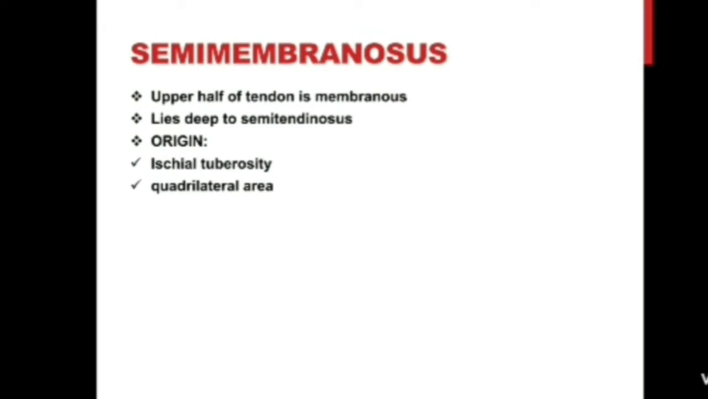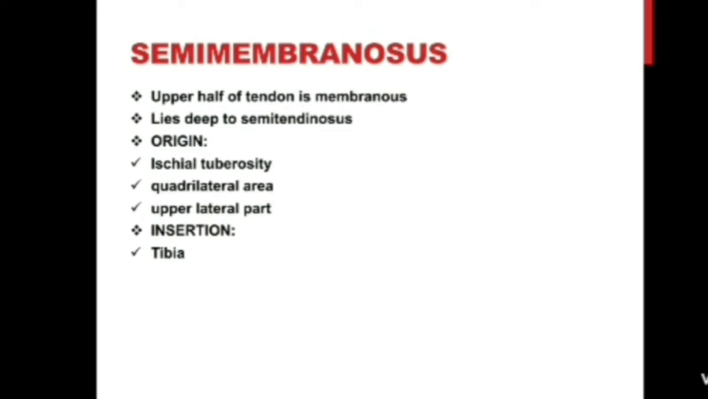And where on the quadrilateral area? Because again, there are quite a few muscles in this region. It is the upper lateral part of the quadrilateral area. We will visualize this in a minute. First, let's go to the insertion. Again, we're going to break it down. The insertion is obviously going to be into one of the bones of the leg, but which one? It is going to be the tibia. So semimembranosus is inserted onto the tibia.